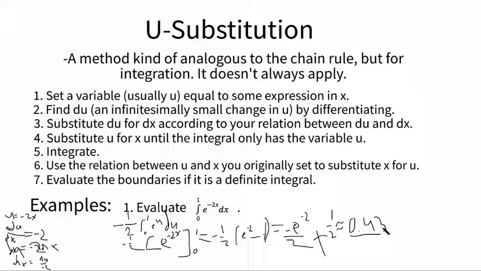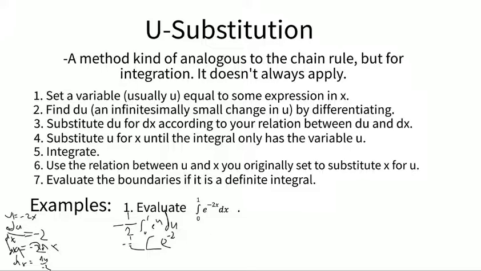So sorry, I made a mistake in the middle, but that's the answer, about 0.43. To recap, we just substituted u and then rewrote the integral simplified in u, then integrated in u, then substituted back x, and applied the boundary conditions. So now I'm going to erase all this and do our second example.